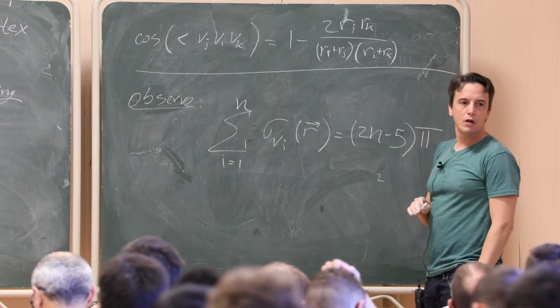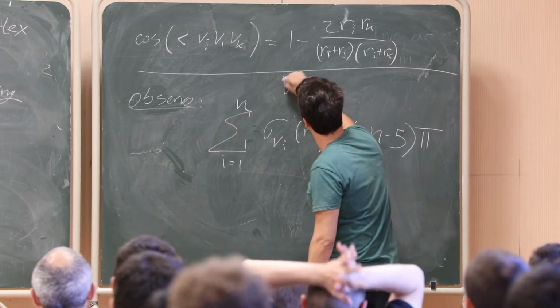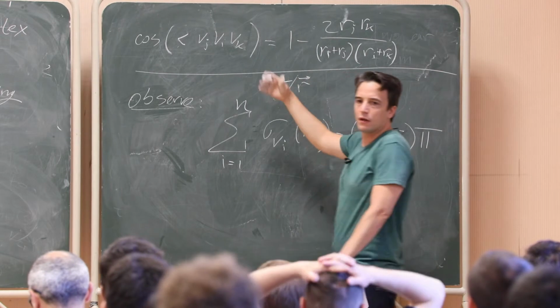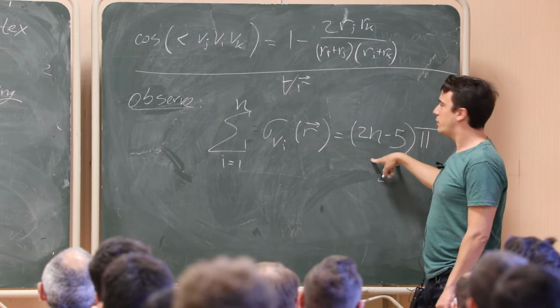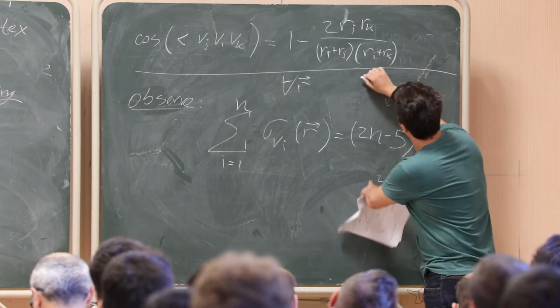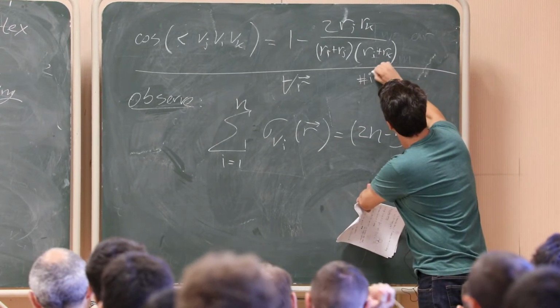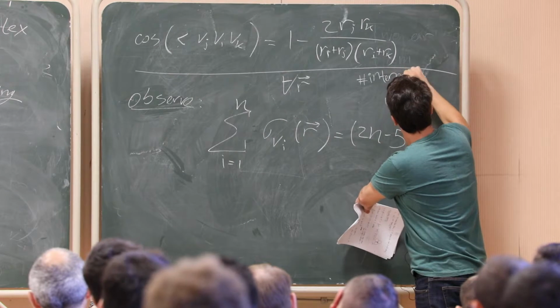No matter what, and this is true for any vector of radii, not just the good vector of radii. And why is this true? 2n minus 5 is the number of internal faces. So this is a hint why this claim is true.